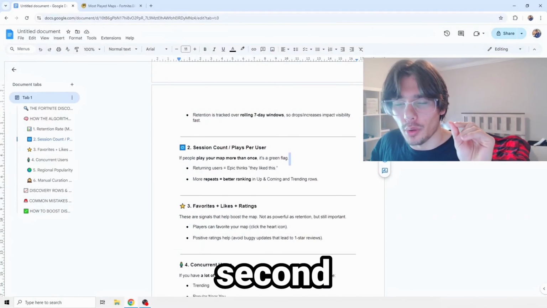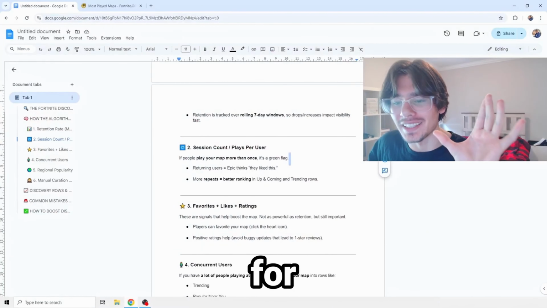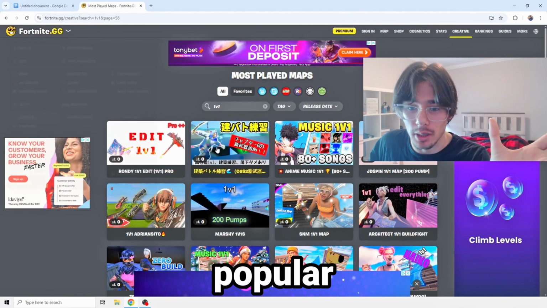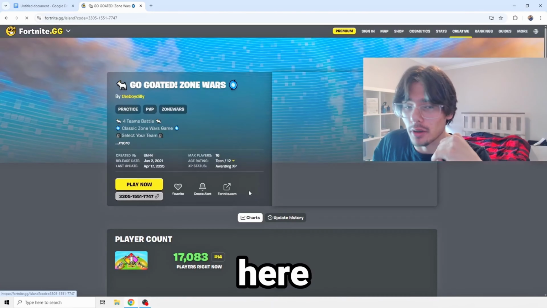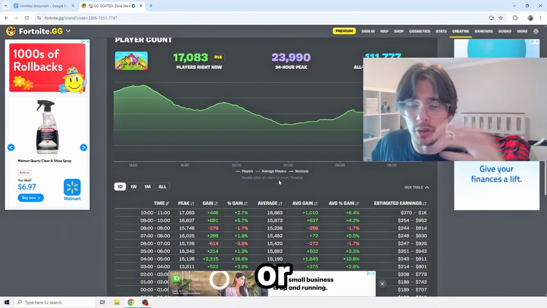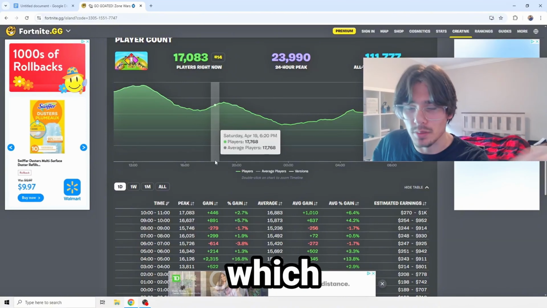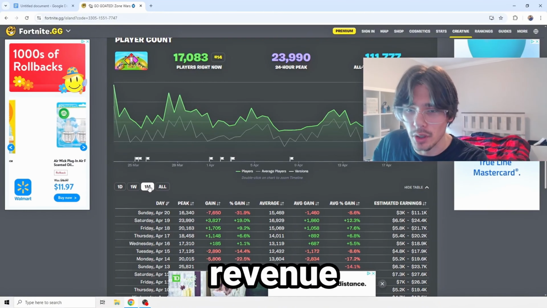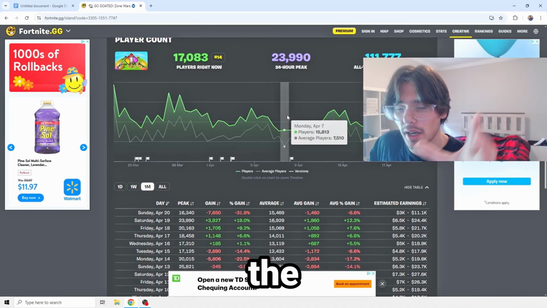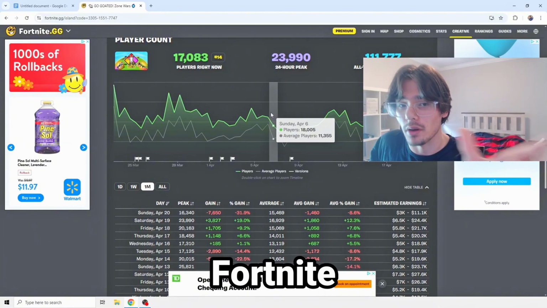Okay, so the second important metric that you need to be looking out for is the session count. How many plays per user, which pretty much means if we go on one of these popular games here, if we go to this map right here, Go Goated, which has billions of players, out of those billions of players, for me, for example, or you watching this video, how many times have you played the map? That is people coming back because they want reoccurring revenue. They want people coming back to Fortnite, which makes them more money because they have the ideology that if people spend more time on Fortnite, they're going to spend more money.